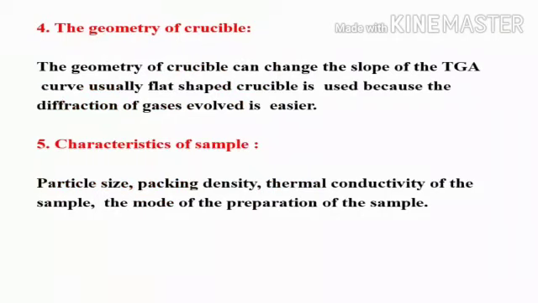Fourth, the geometry of crucible. The geometry of crucible can change the slope of the TGA curve. Usually, a flat-shaped crucible is used because the diffusion of gases evolved is easier. And last, characteristics of sample. Characteristics means the amount of sample, particle size, packing density, the thermal conductivity of the sample, the mode of preparation of the sample, and the atmosphere around it, which also influence the thermogravimetric curve.